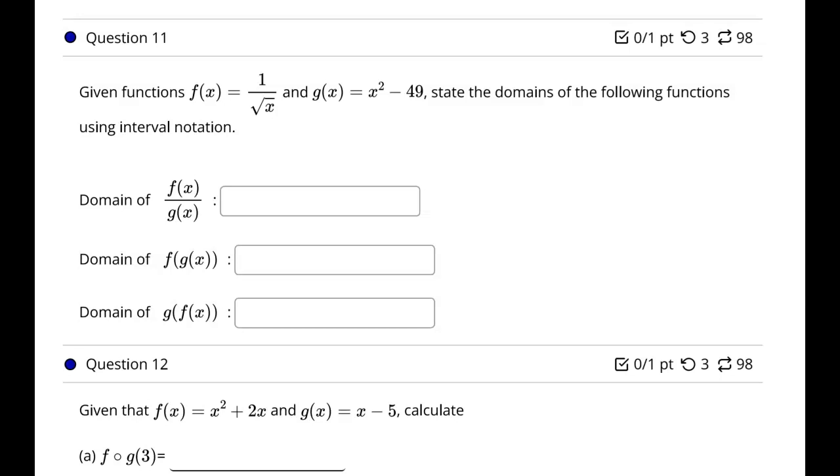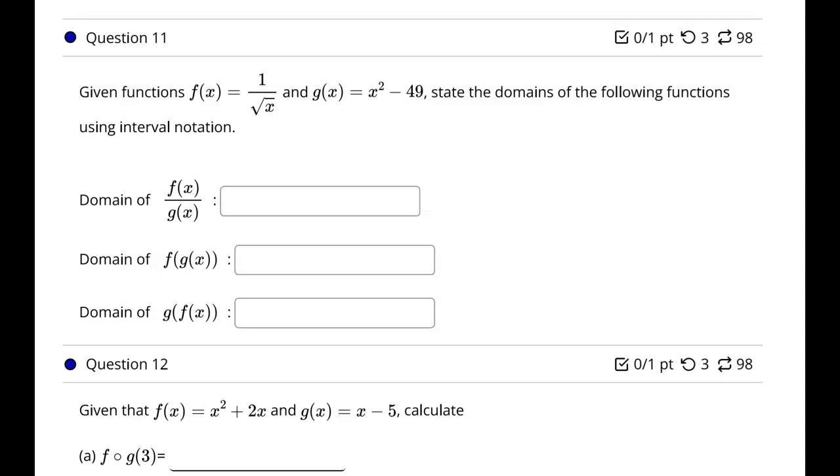Hi, I wanted to go over a couple questions for you. So the first question is number 11, where f of x is 1 divided by square root of x and g of x is x squared minus 49. It says state the domains of the following functions using interval notation.